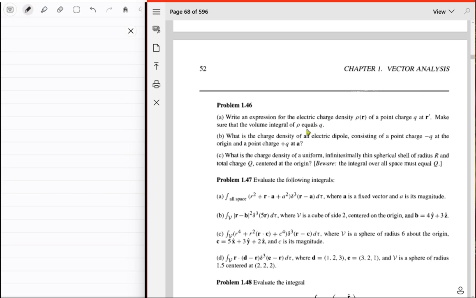Make sure that the volume integral of rho equals Q. Electric charge density of a point charge Q at r. Oh, okay. I think I understand that. Should have the volume integral of rho equals Q. Got it. Think about it.